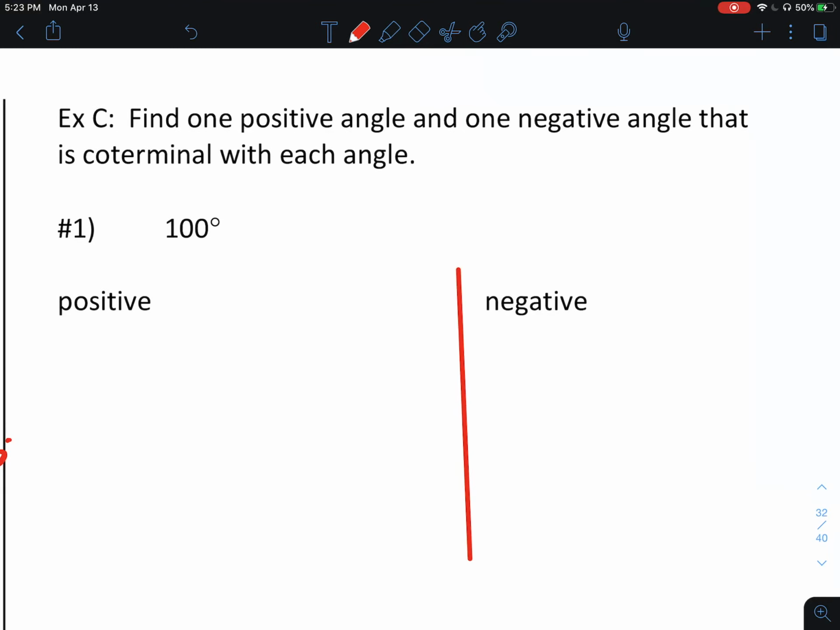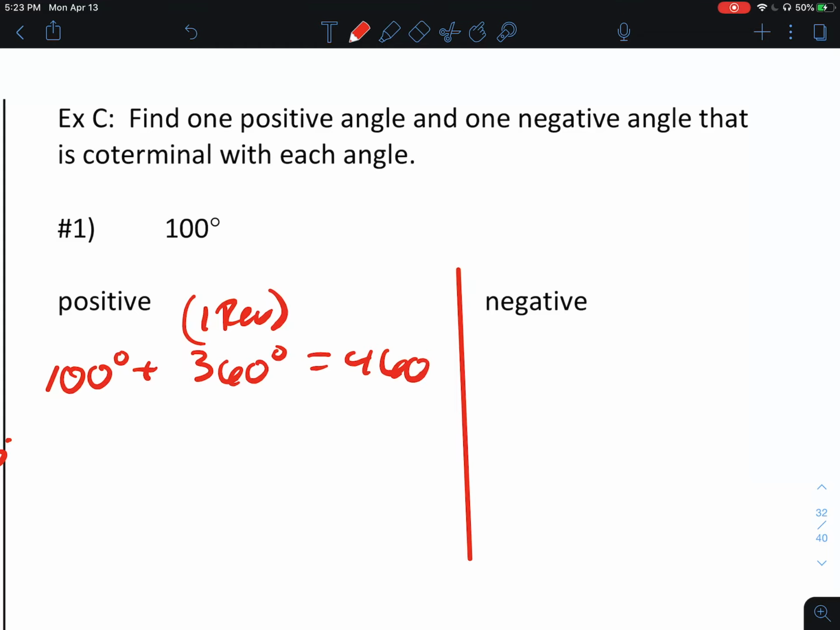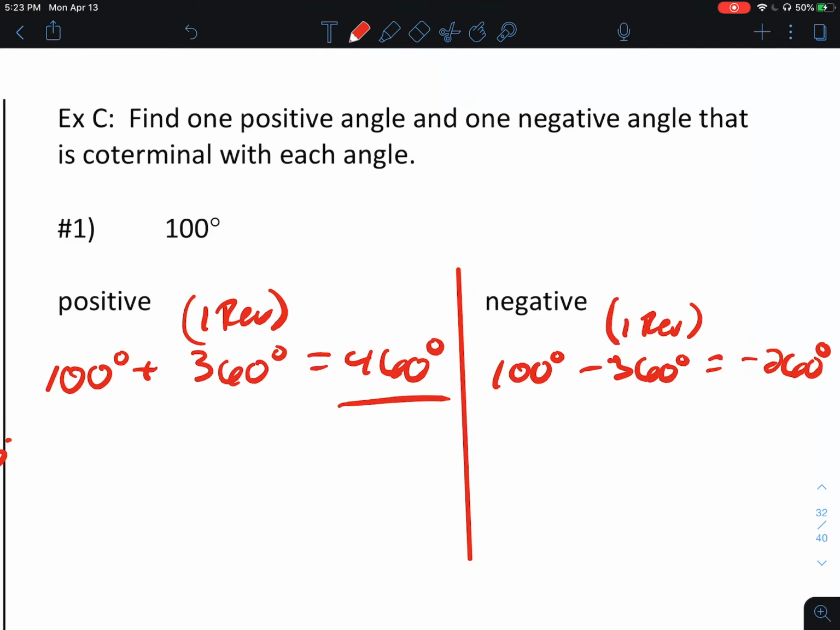So for a positive coterminal angle, I'm going to take the angle that I'm given, I'm going to add to it a complete revolution. That's going to give me 460 degrees. So that's an answer. For a negative one, I'm going to subtract a complete revolution. That would be negative 260 degrees.